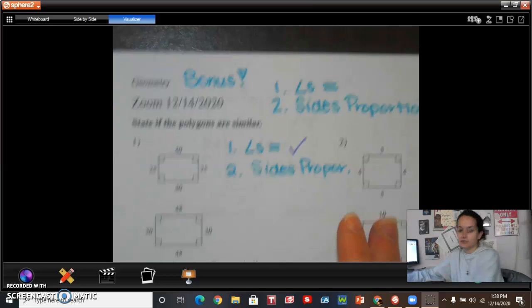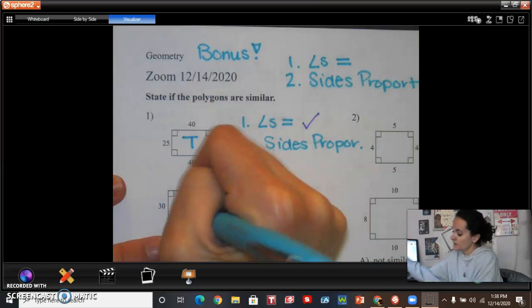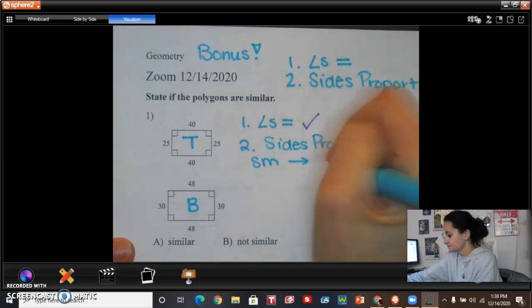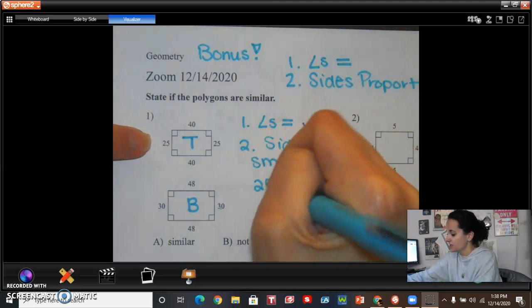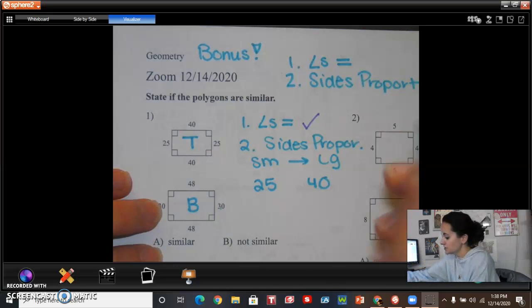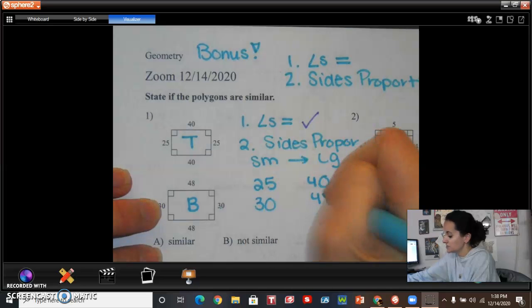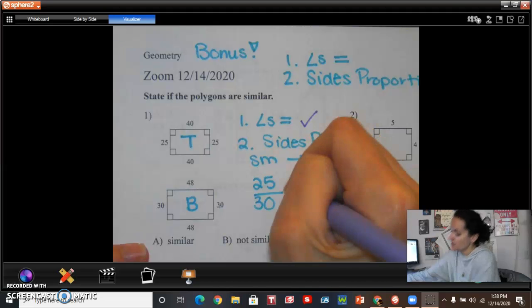So here's how we check them. I'm going to take my top figure and list from small to large. My top figure, I have 25 and 40 and no other ones to check. My bottom figure, I have 30 and 48. And what we want to know is if they are equal.